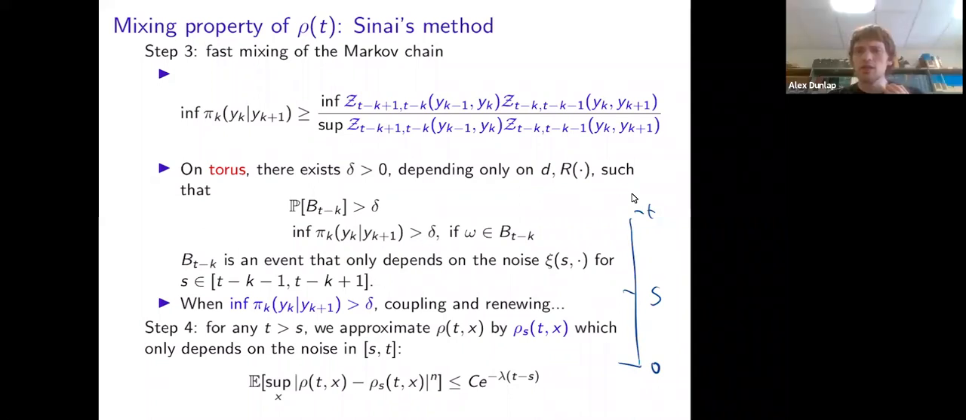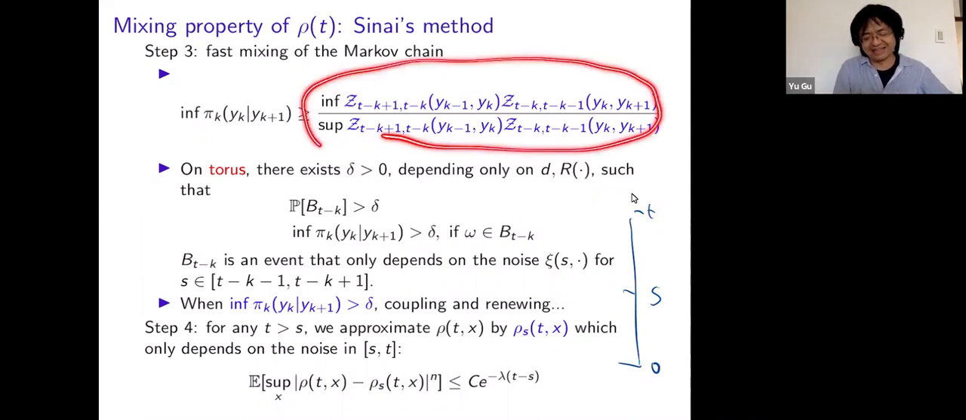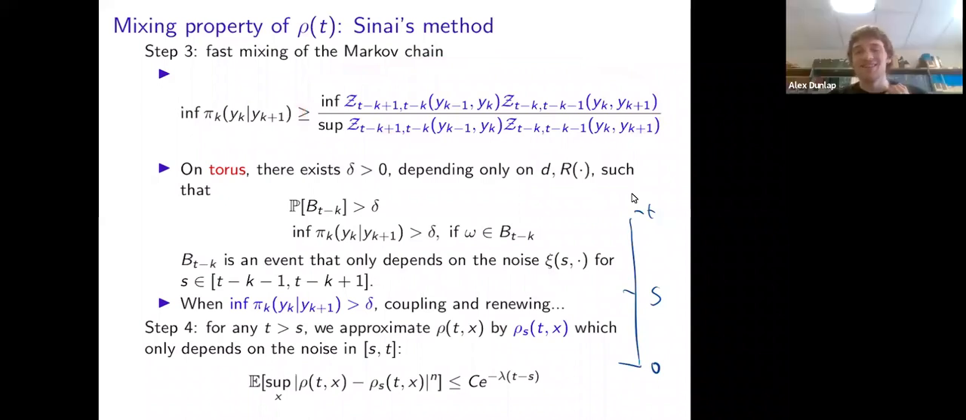But is there any kind of intuitive explanation? Because it's a random event, right? In terms of the underlying white noise, can you say what it should look like? No. I can say that I need this quantity to be greater than delta, but I don't know what that implies for the noise.